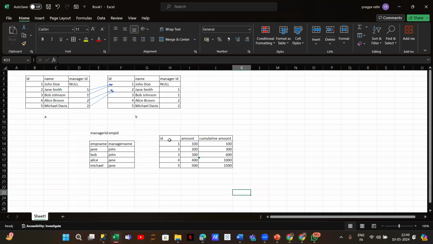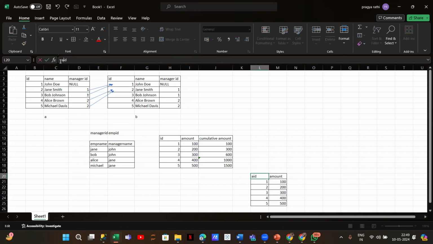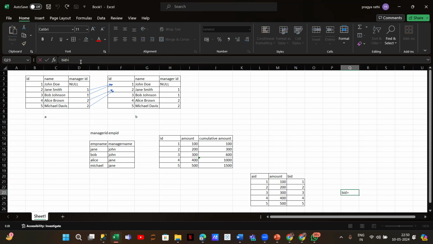So how will we be able to get it with the help of self join? Let's see. So I'm writing, this is my table that I have. If I take it as my AID, and let me take one more column where I will give BID. In BID also I'm giving the same thing because I'm joining the same column together. So I say that my BID is greater than or equal to my AID.